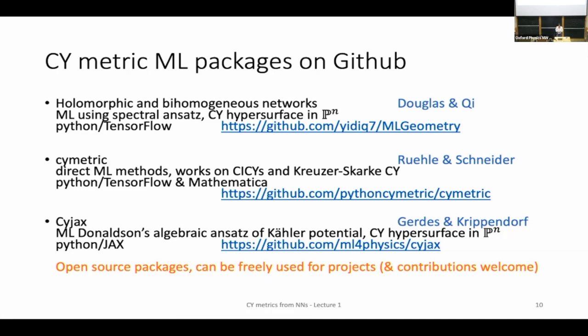Then there's a package that Yidi and Mike Douglas have been constructing, which I don't think has a snappy name. So it's known as the holomorphic and bihomogeneous networks. This is also available, and it's very nice. And then there's a 3rd package called cyjax. It's written by Sven Krippendorf and Matthias Gerbes, and you can also find it on GitHub with the links given here.